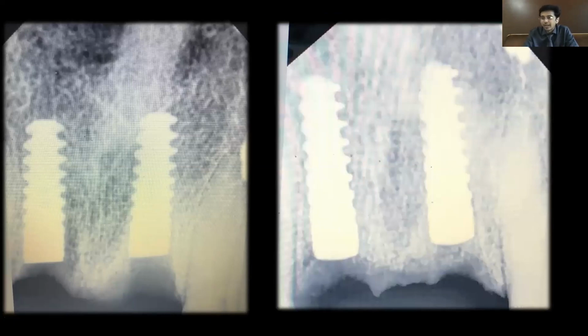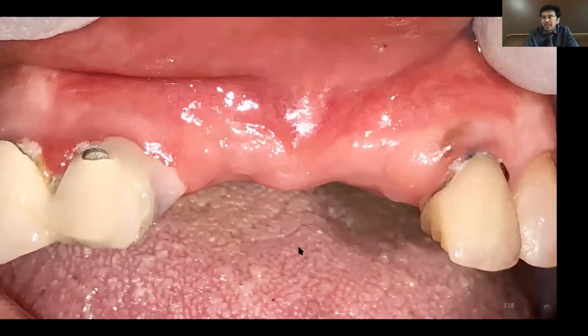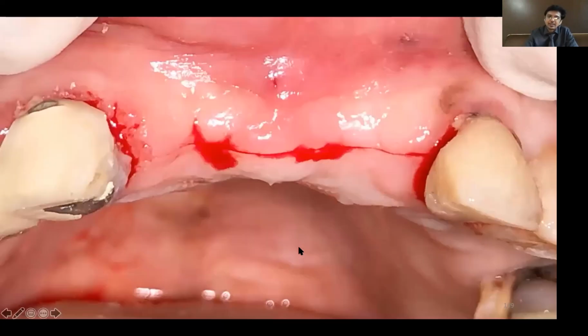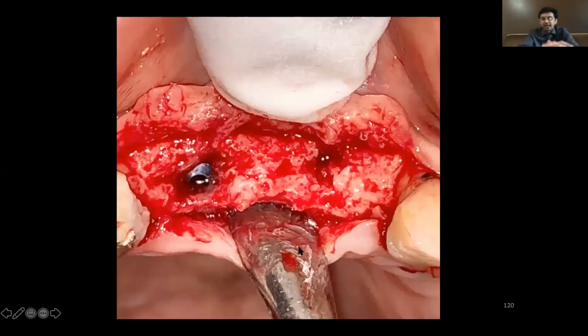And in 4.5 months, once I went ahead with the second stage surgery, I made an incision and raised the flap. Are you able to see? Meaning this is one of the best sites. Not exactly the best, but still a very good site as such. I had a hard time visualizing this implant. I couldn't visualize this after a lot of scooping with my bone curette and all.